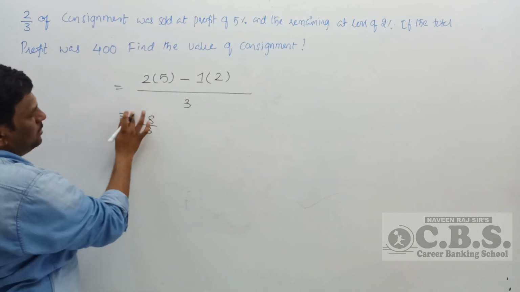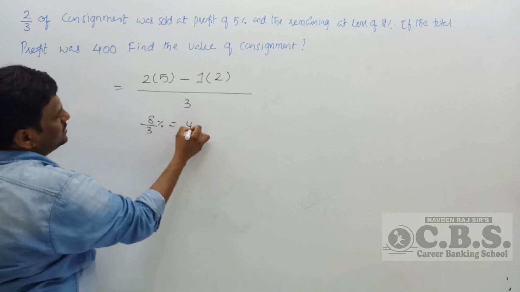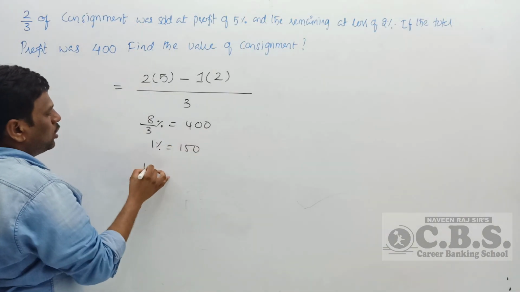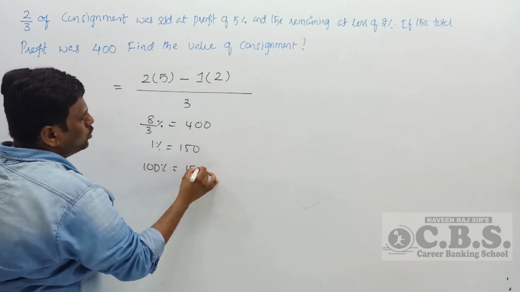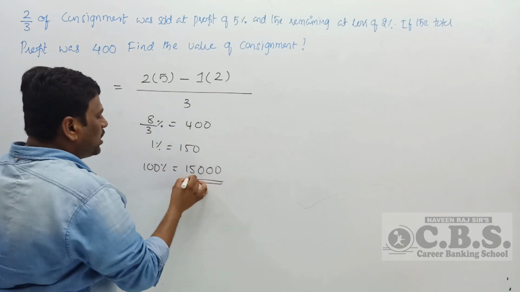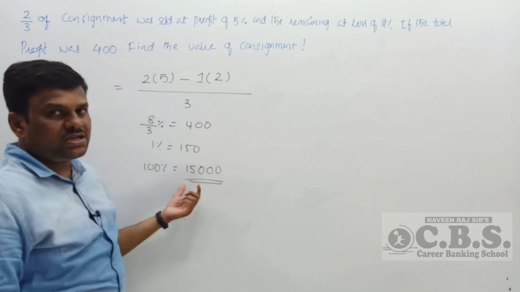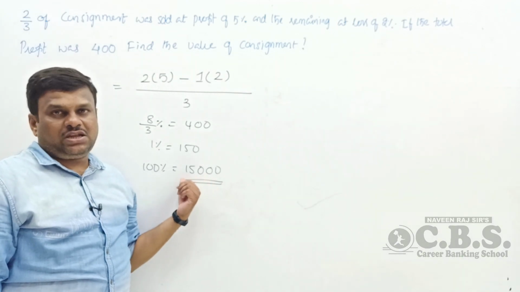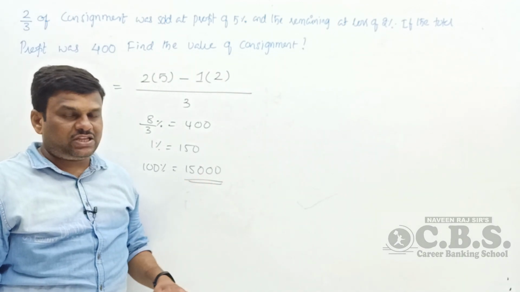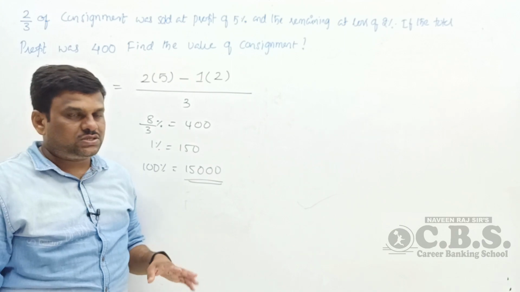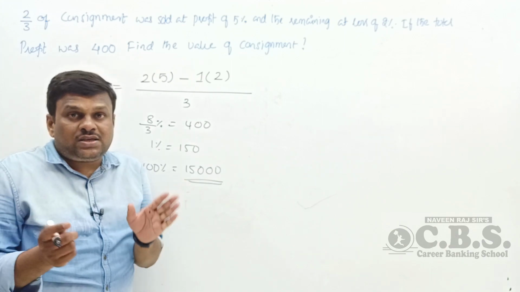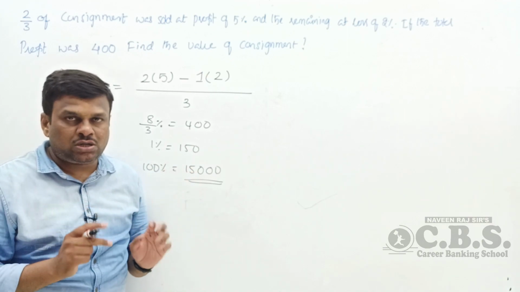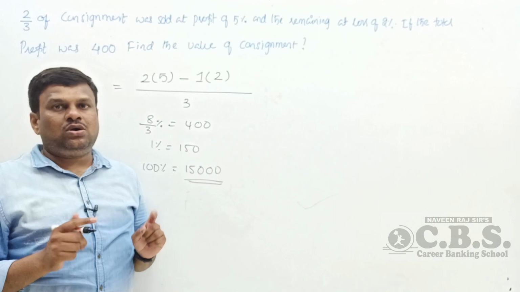Now 8 by 3 percent is the profit, which is 400. 1% is 150. Now 100% is 15,000 rupees. What is the overall cost? The overall cost of the consignment is 15,000. If he asks what is the cost of each article, divide by 3. 15,000 divided by 3 is 5,000. What is the cost of each article? 5,000. So this is a simple method you can easily use when the question is compared by percentage, fraction or ratio. You can find a net profit percentage, called the average concept.